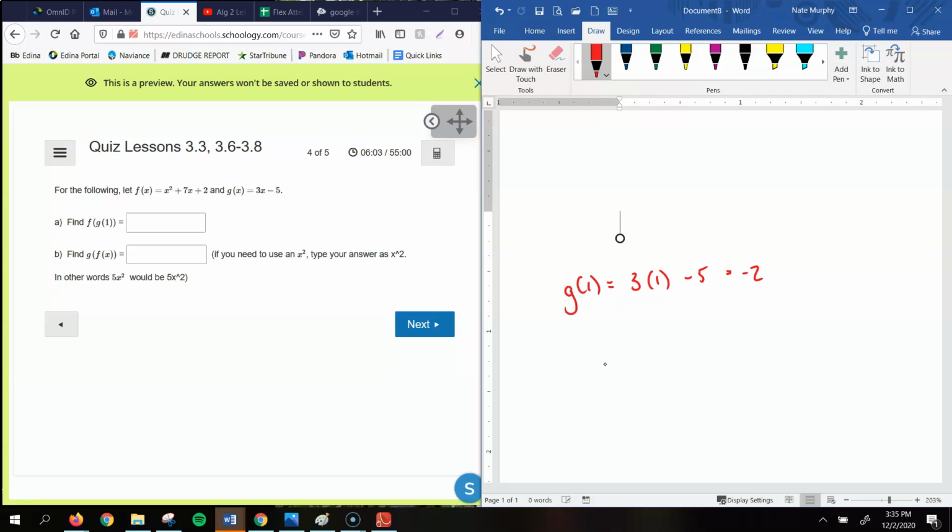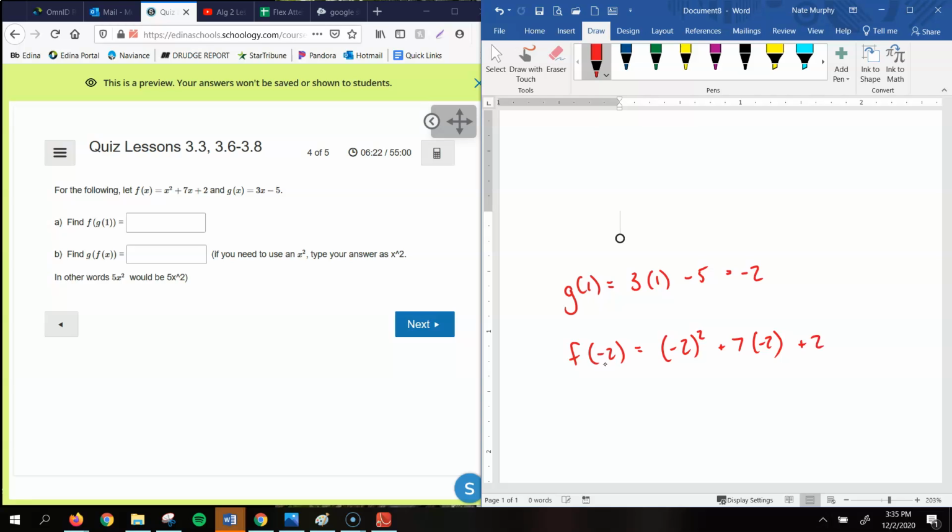Now I'm going to take that answer and put it inside of function f, because we found g of 1 is negative 2, so we're going to put negative 2 inside of function f. And so function f says, now notice how I'm writing this, we're going to have negative 2 squared plus 7 times negative 2 plus 2.